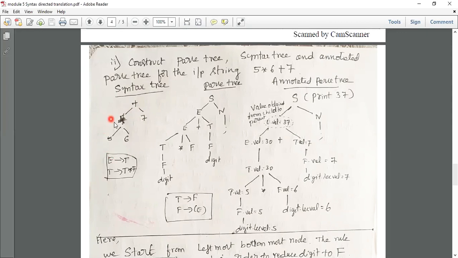See, this is the particular one: 5 star 6, then we add with a plus 7. So that is your syntax tree. Parse tree with respect to your productions we need to draw.